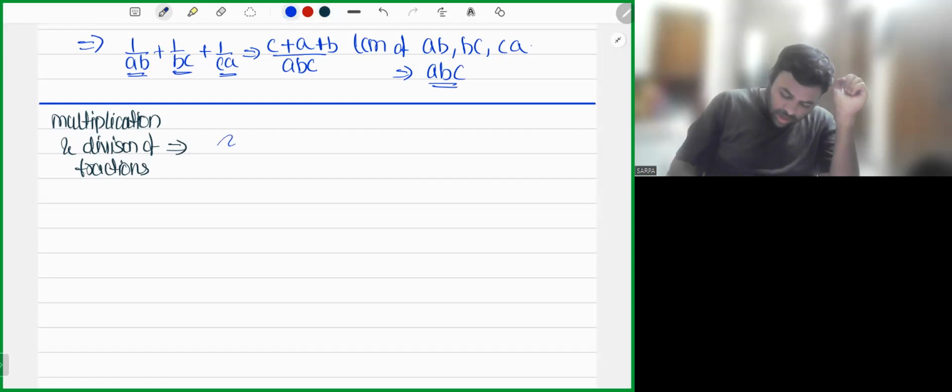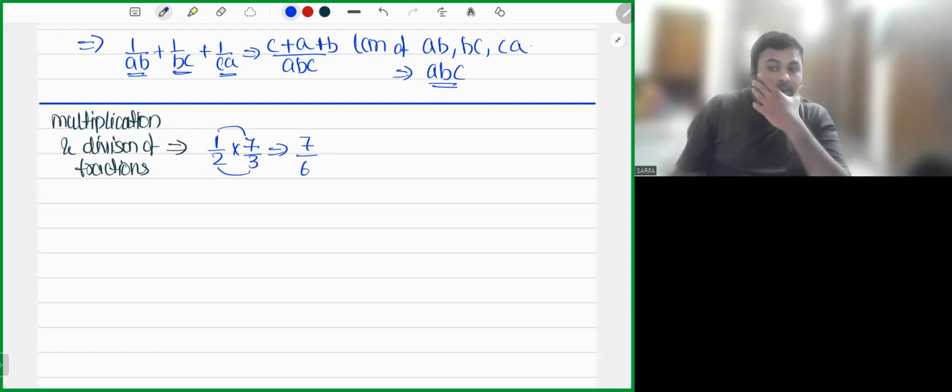For example, I'm having 1 by 2 into 7 by 3. 1 into 7 is 7, 2 into 3 is 6. Now don't apply the rule I told you in addition and subtraction. Denominators cannot be added or subtracted, but they can be multiplied and divided. There is no issue. Because in multiplication, 3 parts multiplied with 3 parts means you will get 9 parts. 3 parts added with 3 parts means you will get 3 parts only. As you proceed further, you will have more clarity regarding this.